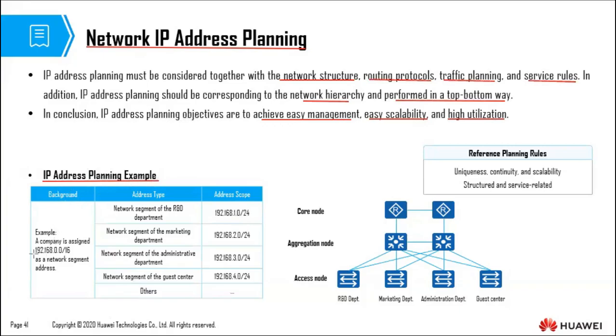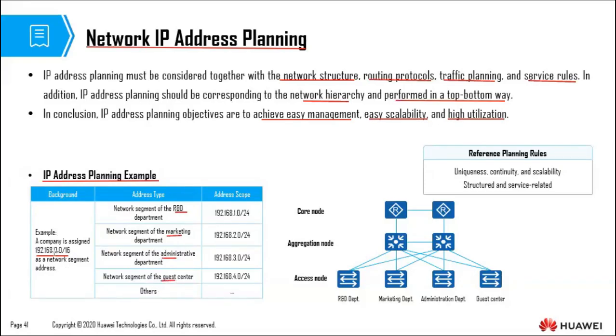So this is an IP addressing example. For the background, we have a company which has been assigned the address 192.168.0.0/16 as the network segment address. How can we plan this? One way is to divide or subnet this network by service types or departments. For example, we have R&D, the marketing department, admin, and then guests, etc.